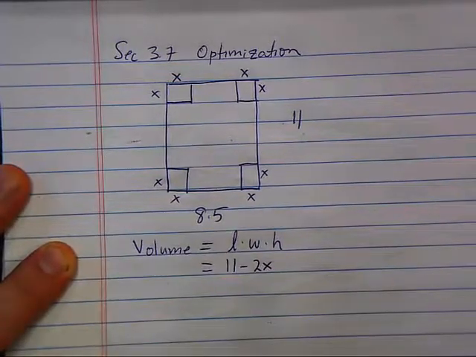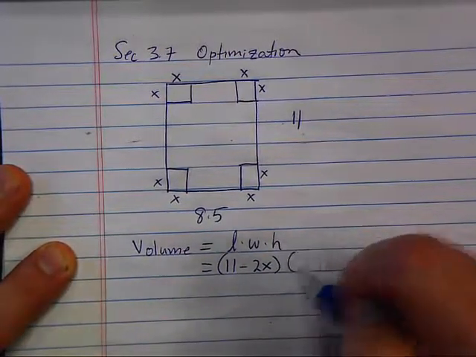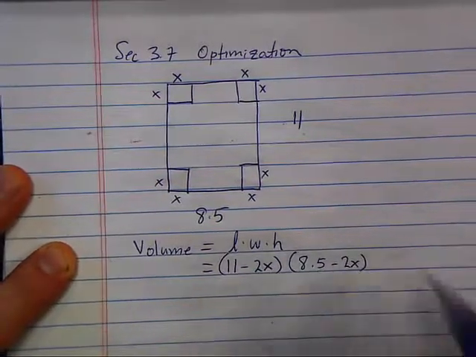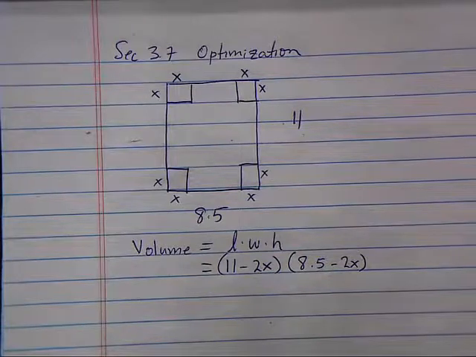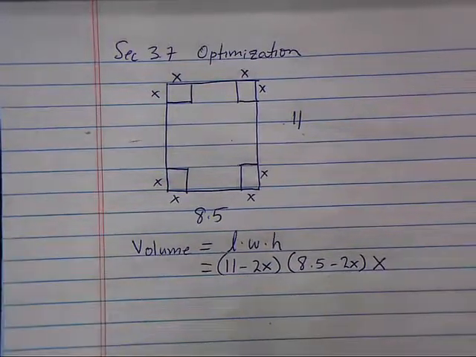Well, it would actually be 11 minus 2x, wouldn't it be? We know it started as 11. So that would be 11 minus 2x would be our length. Our width is the same thing. We started 8.5 inches wide, but we cut x off of each end. And then our height, once you fold it up, the height is going to be x. So there's our formula for volume.